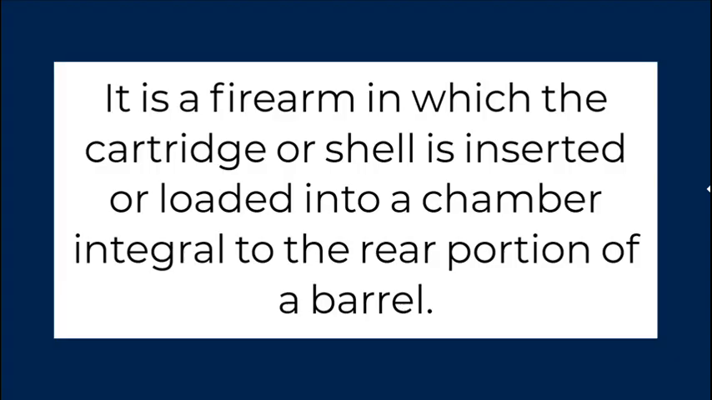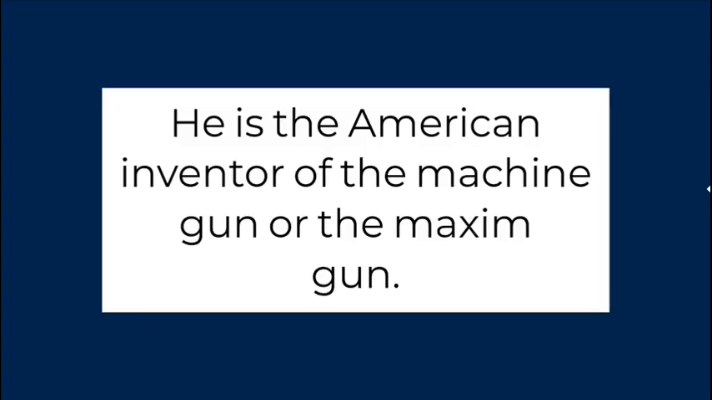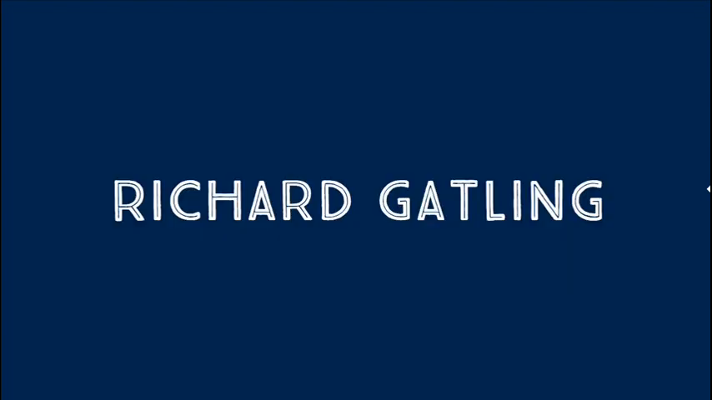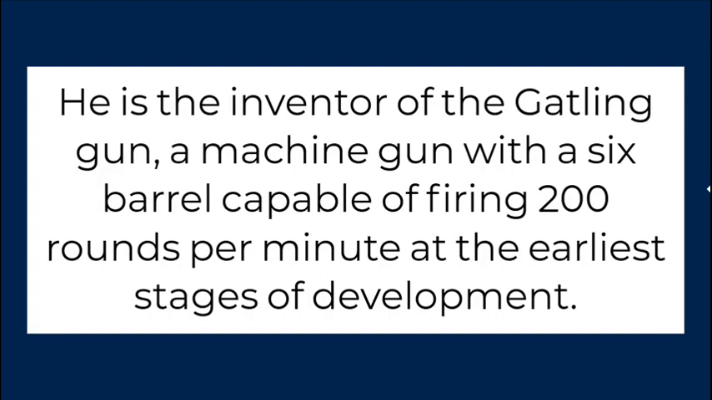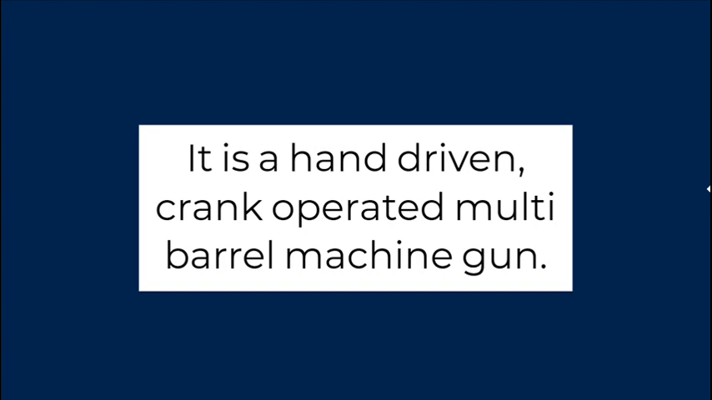Breech loading firearm. It is a firearm in which the cartridge or shell is inserted or loaded into a chamber integral to the rear portion of a barrel. Sir Hiram Maxim. He is the American inventor of the machine gun or the Maxim gun. Richard Gatling. He is the inventor of the Gatling gun, a machine gun with 6 barrels capable of firing 200 rounds per minute at the earliest stages of development. Gatling gun. It is a hand-driven, crank-operated multi-barrel machine gun.